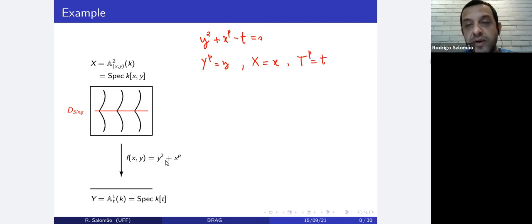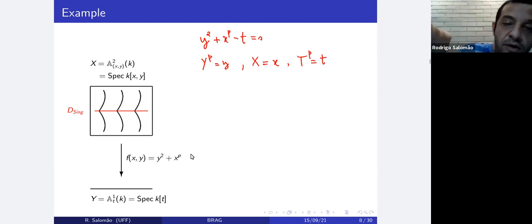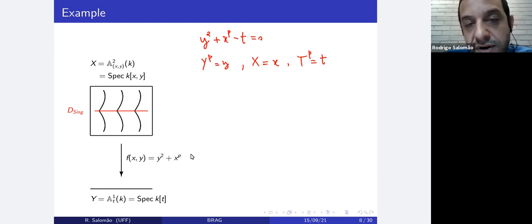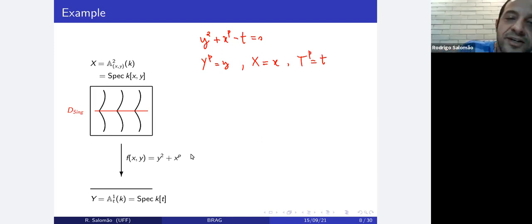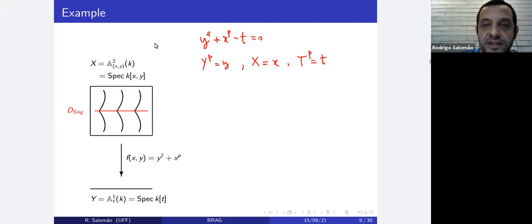If we introduce these new variables and put them here instead of the old ones, after observing characteristic p features, we will have this fiber changing to its algebraic closure here.